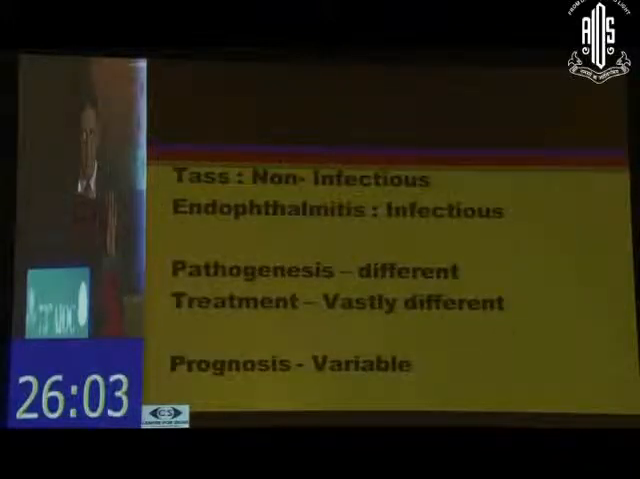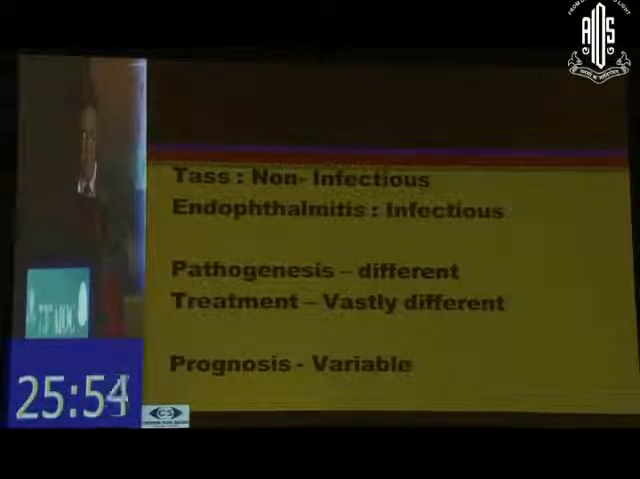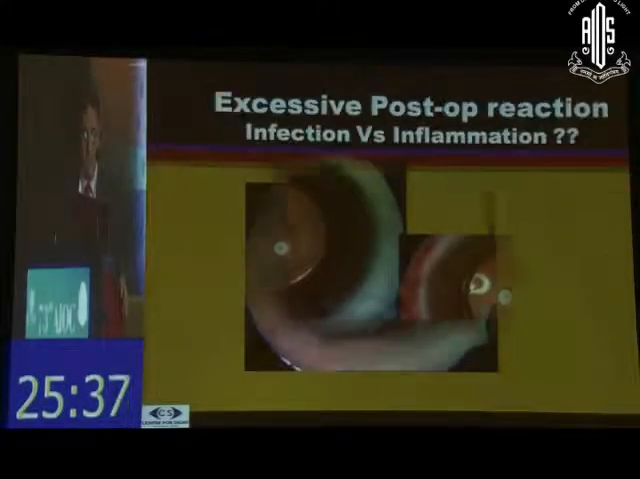The reason being, TASS, which is toxic anterior segment syndrome, is non-infectious, whereas endophthalmitis is infectious, and the pathogenesis and treatment modalities are vastly different. In TASS, we totally depend on steroids. We load the patient with steroids and cycloplegics and monitor this patient, whereas endophthalmitis by definition is infectious, and then we have to treat with intravitreal antibiotics or vitrectomy.